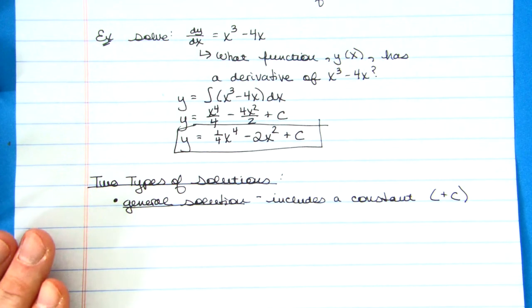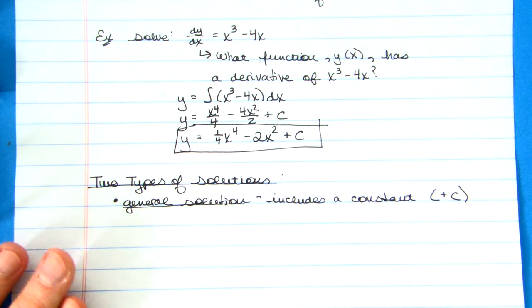And this is everything we've already dealt with so far in terms of antiderivatives. We always get a plus c at the end. That's our constant of integration.